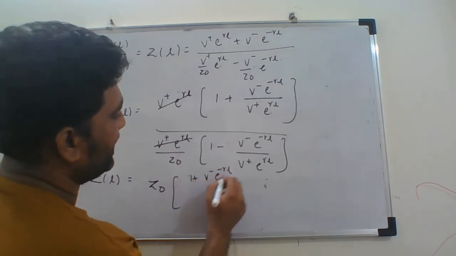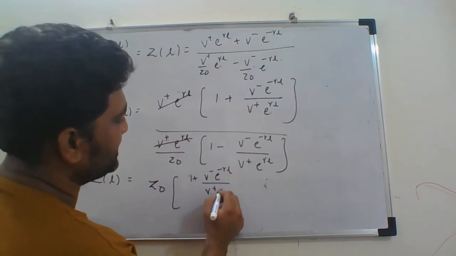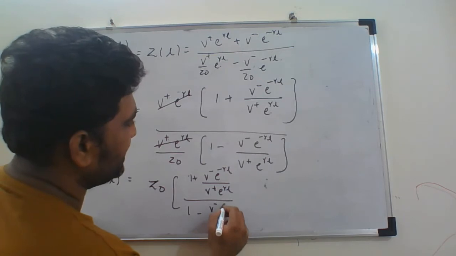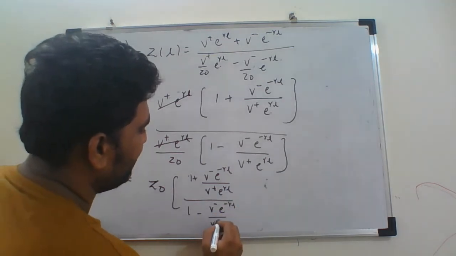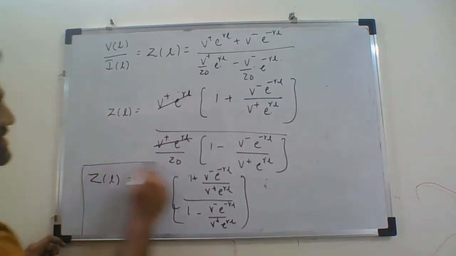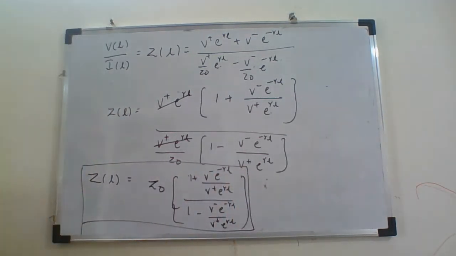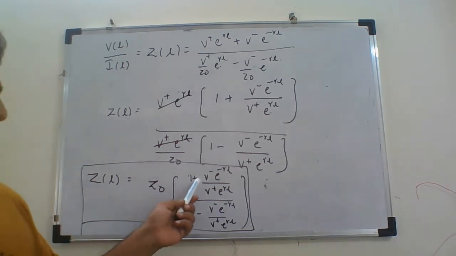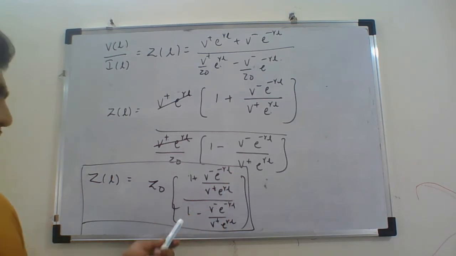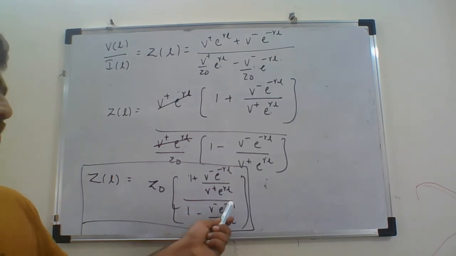So Z of L is equal to Z naught into 1 plus V minus into e power minus gamma L by V plus into e power gamma L, divided by 1 minus V minus into e power minus gamma L by V plus into e power gamma L. Okay, so this is one expression for Z of L.